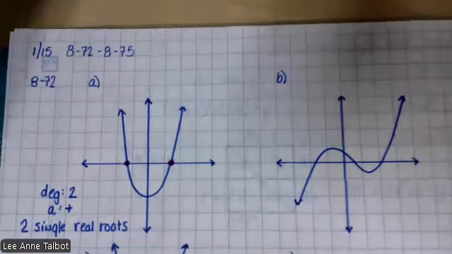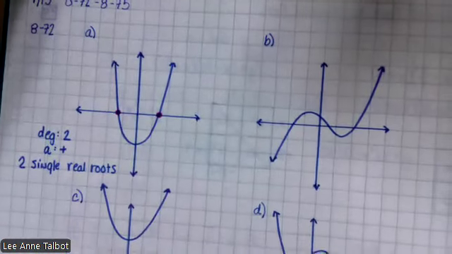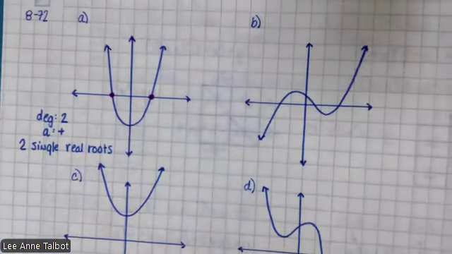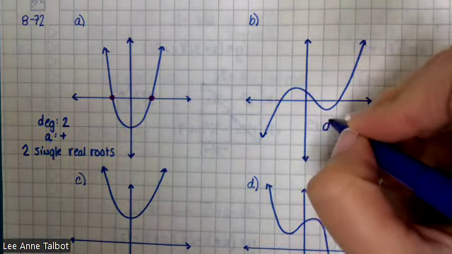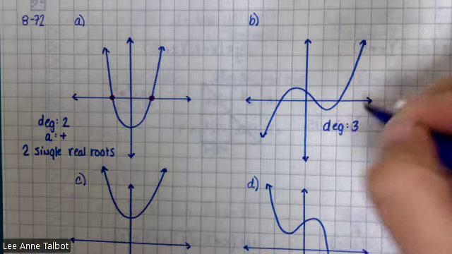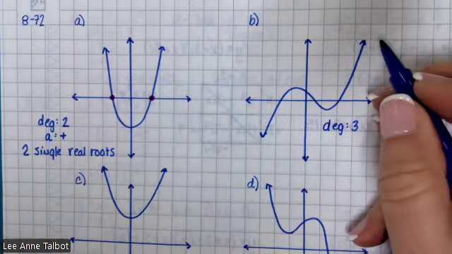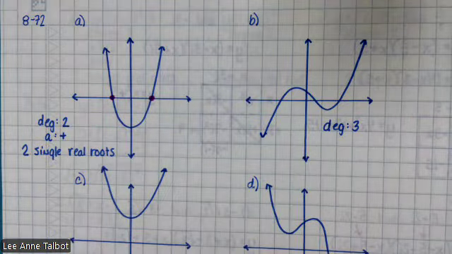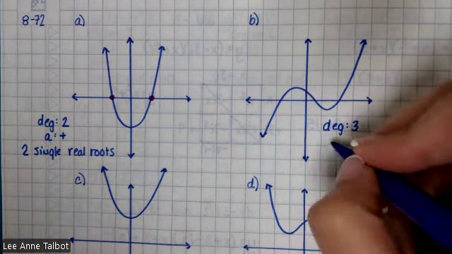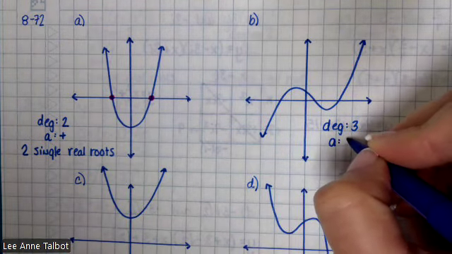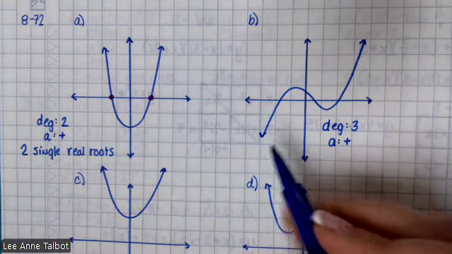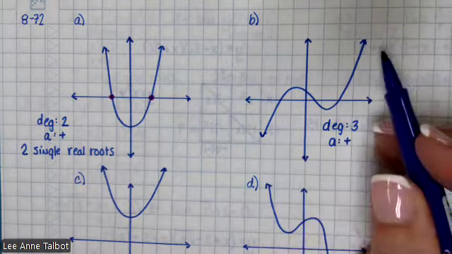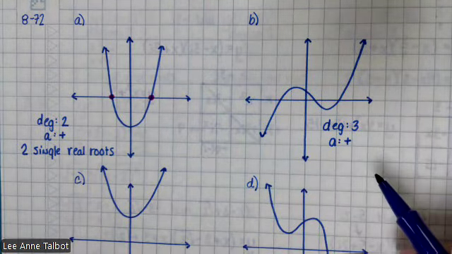Okay, these are kind of quick. They almost take longer to sketch than they do to actually do the problem. Okay, B. What degree is B? 3. 1, 2, 3. Is A positive or negative? Positive. And remember, when you have an odd degree, when one arrow is up and one arrow is down, you're looking to see if it's increasing over time or decreasing over time.